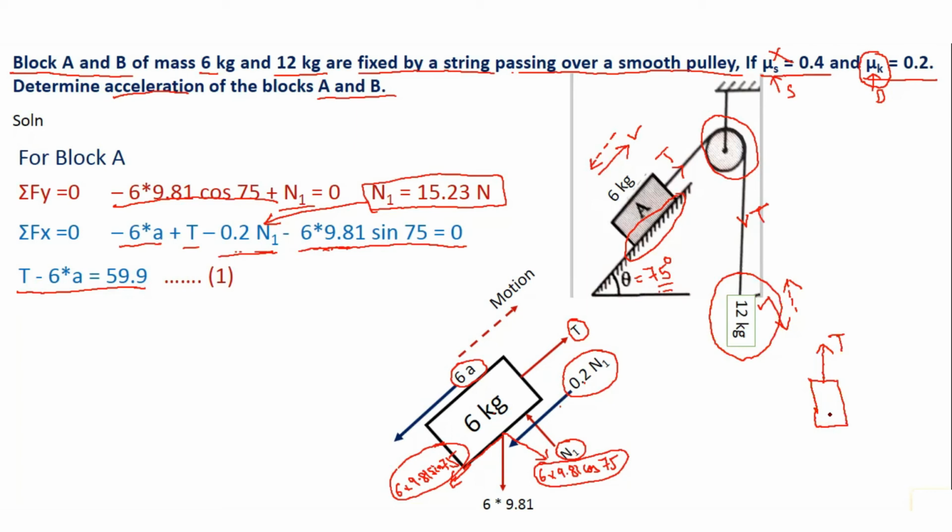Next is self weight acting vertically downwards, so it will be 12 multiplied by 9.81. The third force which we show is reaction from the contact surface. So you can observe that there is no contact of this block with any surface, so there will be no contact reaction. And also, as there is no contact between the body and the surface, there will be no friction force. So with this we have shown all the forces acting on the body.